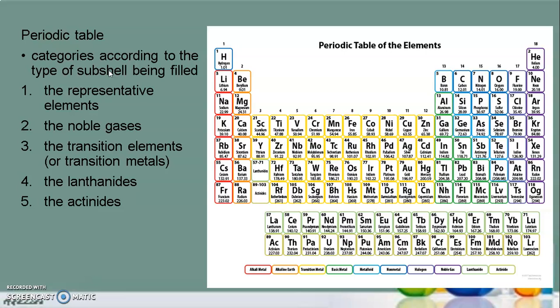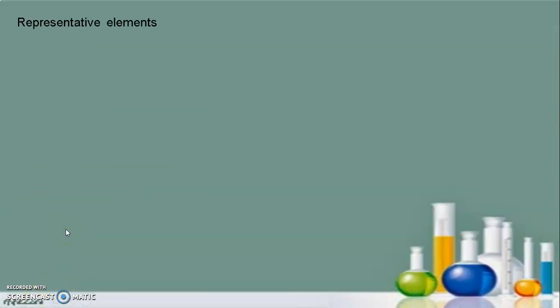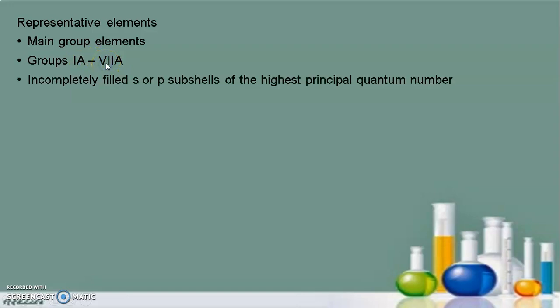In this case, the category is based on the type of subshell that is being filled. So, the groups are the representative elements, the noble gases, the transition metals, also known as your transition elements, the lanthanide series, and the actinide series. So your representative elements are also known as your main group elements. These are the elements that are found between groups 1A and 7A. The representative elements have an incompletely filled s or p subshell of the highest principal quantum number.